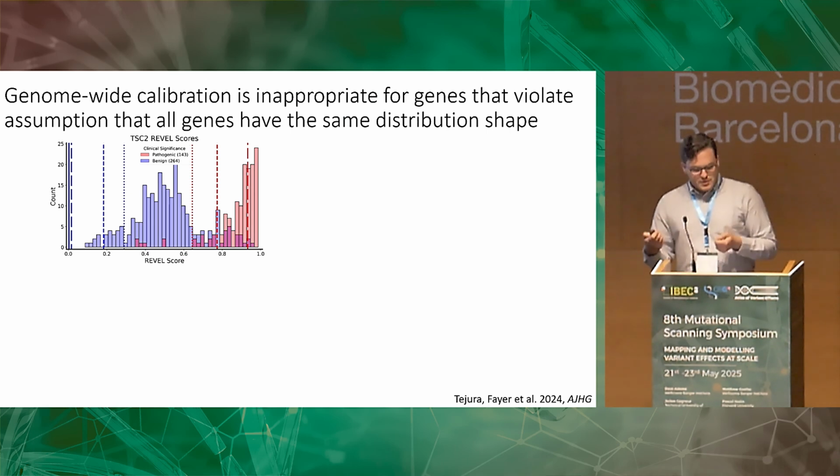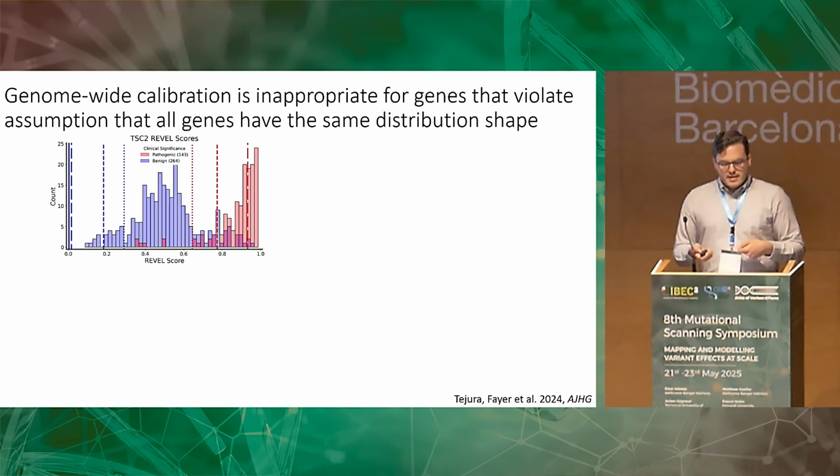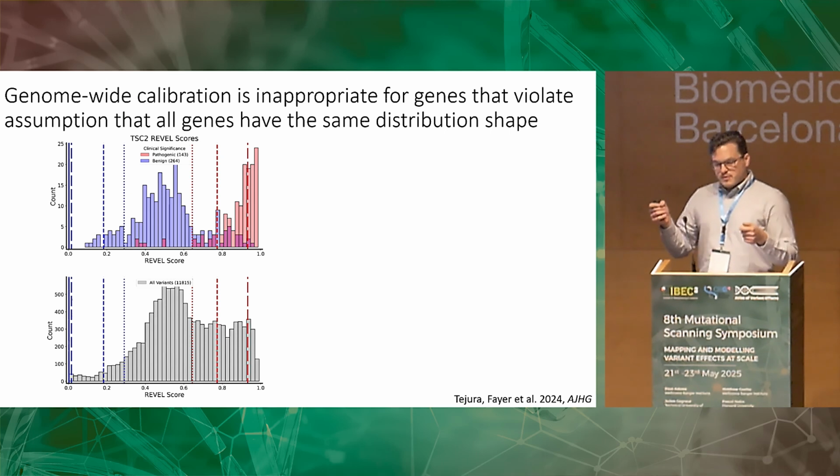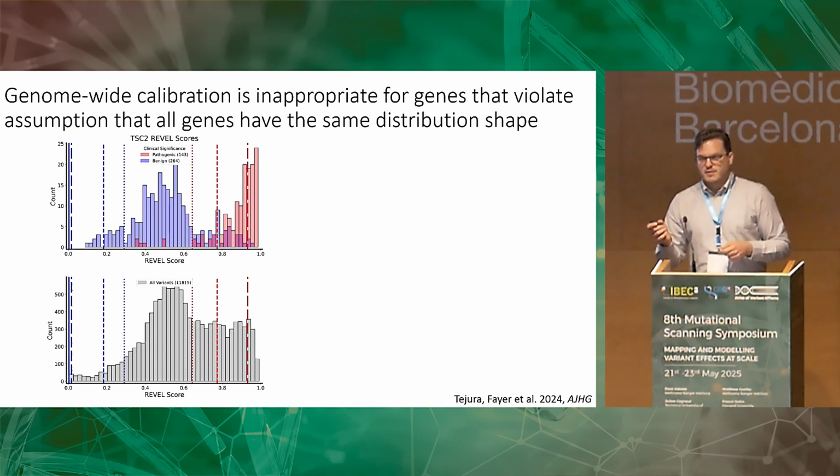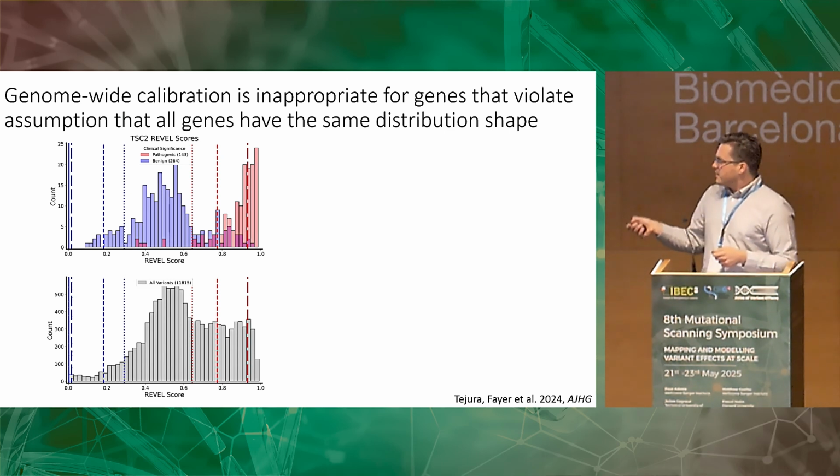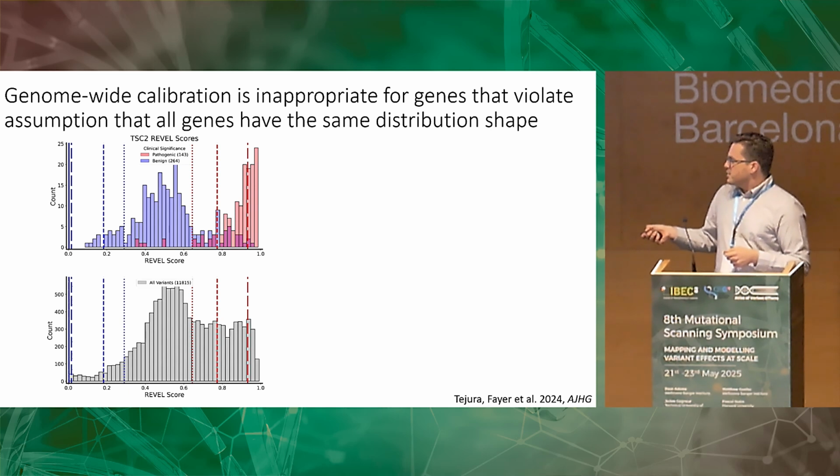And one thing that we also noticed when we did this deep dive is that when you look at the scores for all possible predictions of a gene, they actually mirror this distribution, where we have this right shift of all predictions.